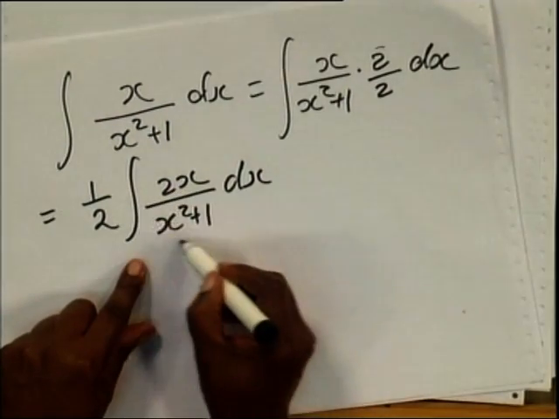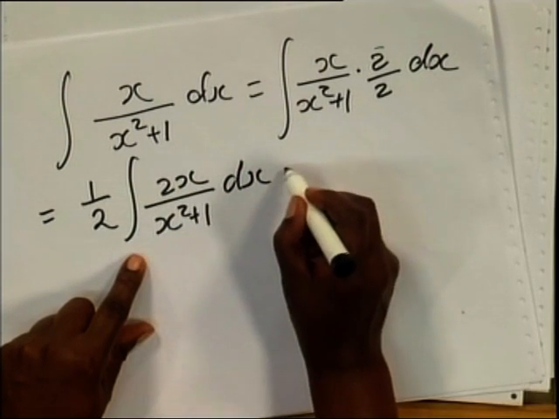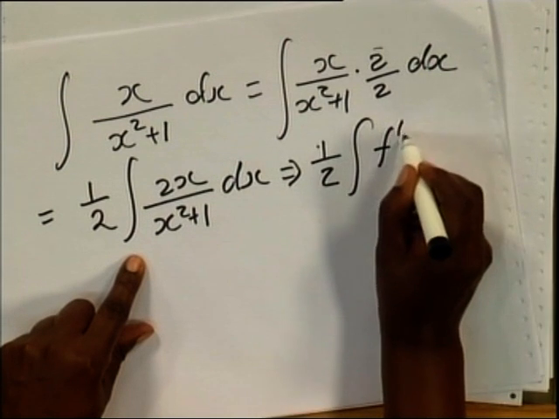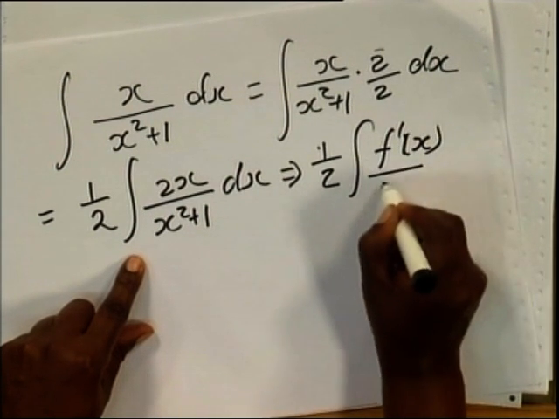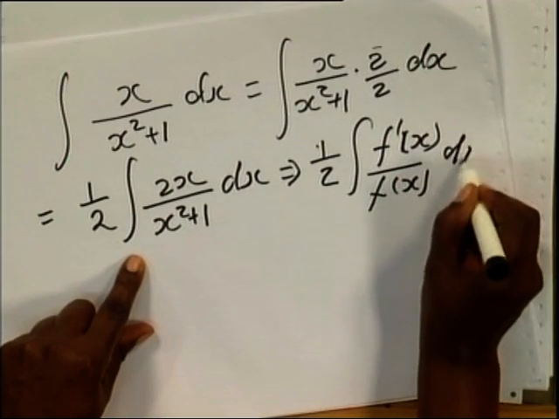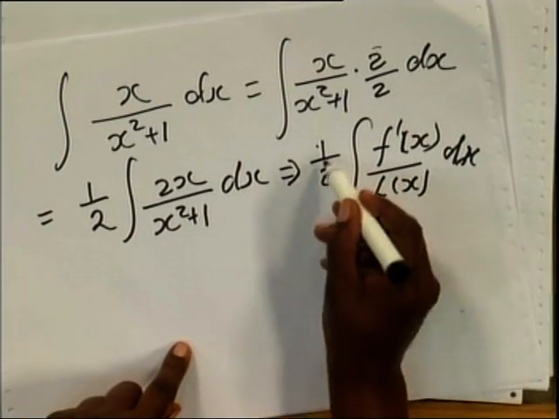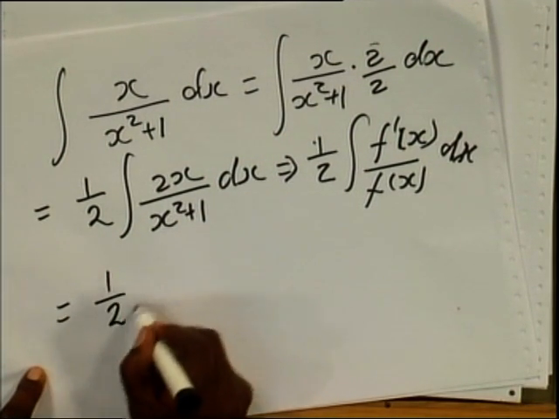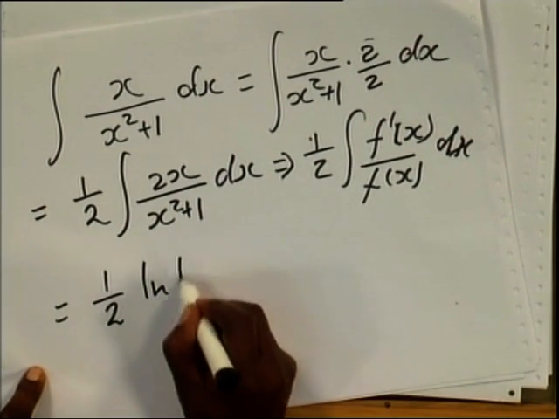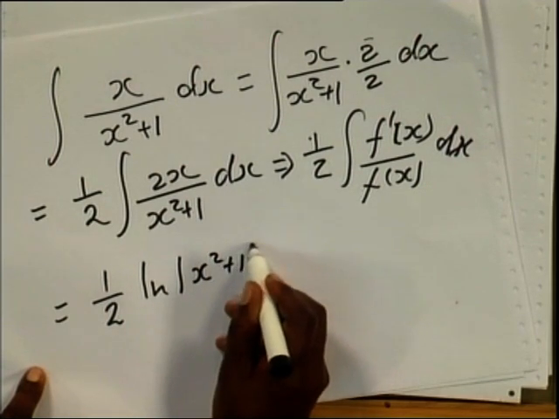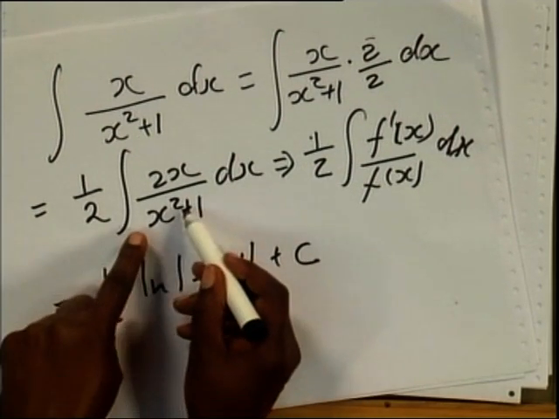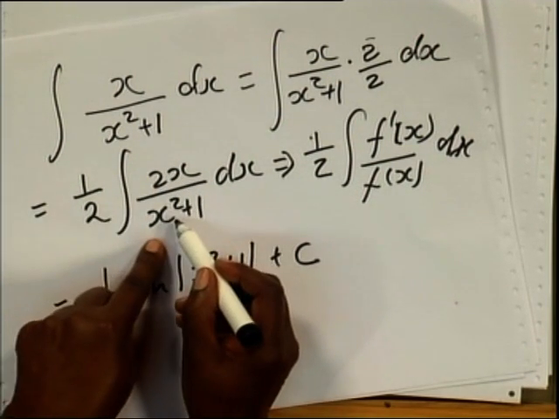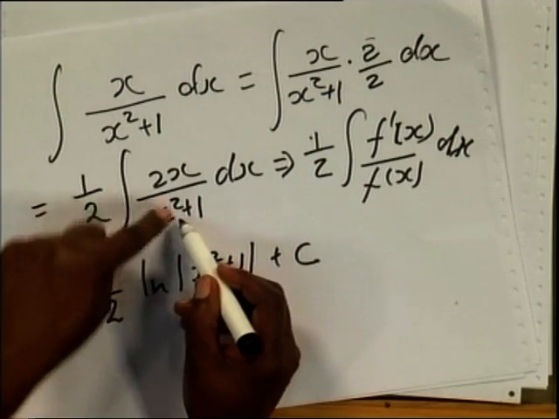Now, I have this one in the form of a half integral of f prime over f of x dx. So I'm just going to say a half the ln of the bottom. And my bottom is here, so the integral of this one is just ln of the bottom plus c, because I have already rewritten, I have introduced 2 on top. So now when I check, the derivative of the bottom is 2x, and I have 2x there.